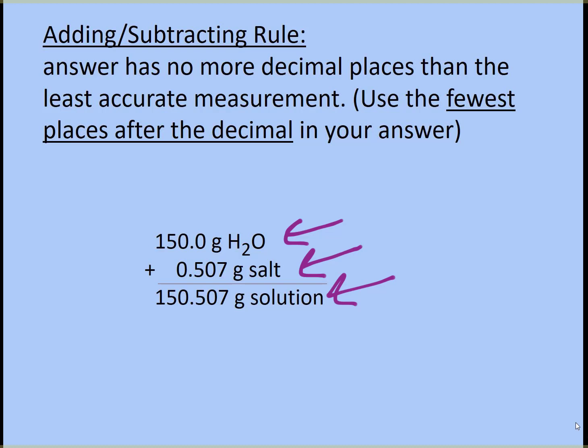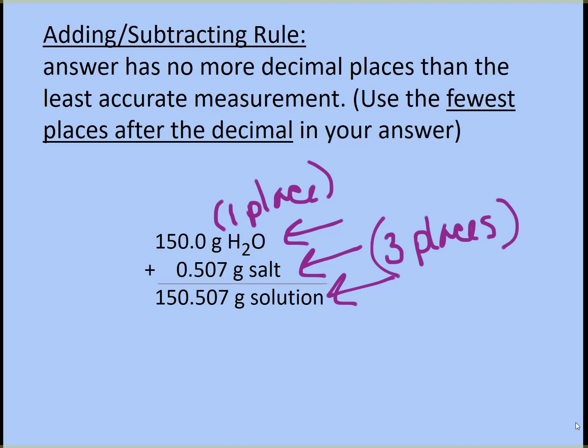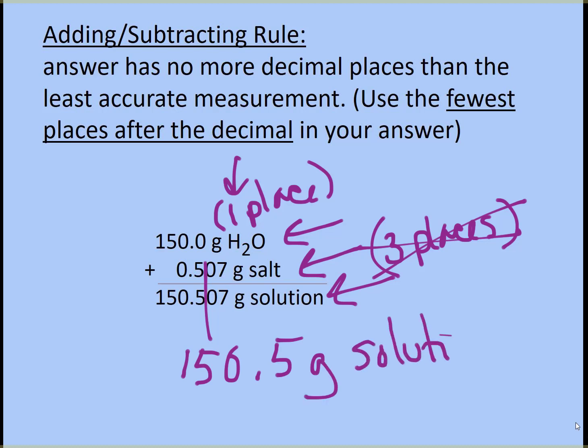And this one I call the how many places after the decimal rule. So what you're going to do is look to see how many places after the decimal. So this one has 1 place after the decimal, and this one has 3 places. So you're always going to go with the smallest. So not 3, I'm going to go with 1. So I'm going to go 1 place after the decimal, and I'm going to cut it off. So my answer for the solution is 150.5 grams of my solution. So again, use the fewest places after the decimal.